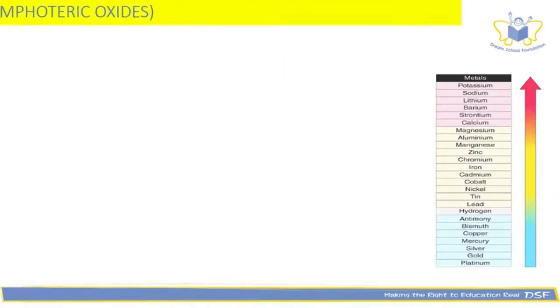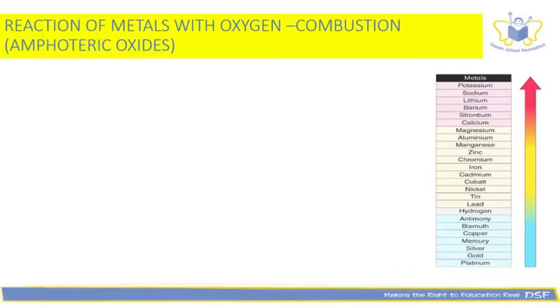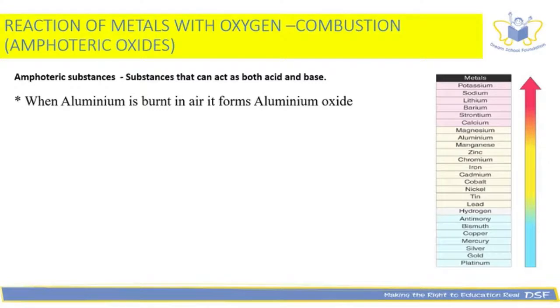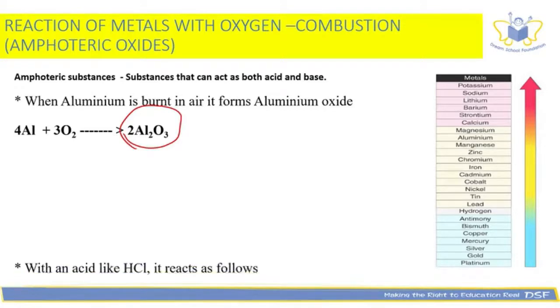We just learned that metal oxides are basic in nature, but are all metal oxides basic in nature? No. Some oxides of metals are amphoteric in nature. So what does amphoteric mean? Amphoteric substances are those substances that can act as both acids and base. When aluminium is burnt in air, it forms aluminium oxide. When we allow this aluminium oxide to react with acids and base, let's see what happens.